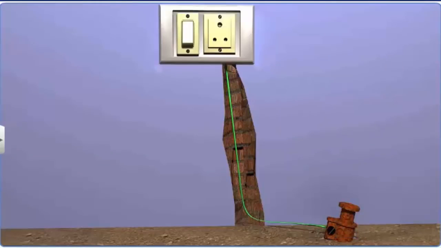When a fault occurs, or the live wire touches the metallic body of an electric instrument, the charge immediately and safely flows into the earth because of the earth connection through the earth wire. This prevents damage to human life and property.